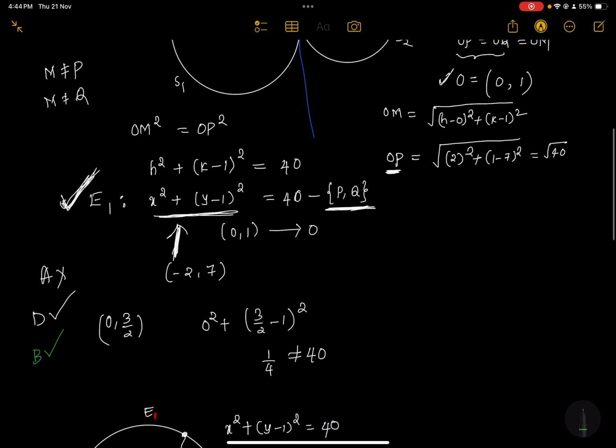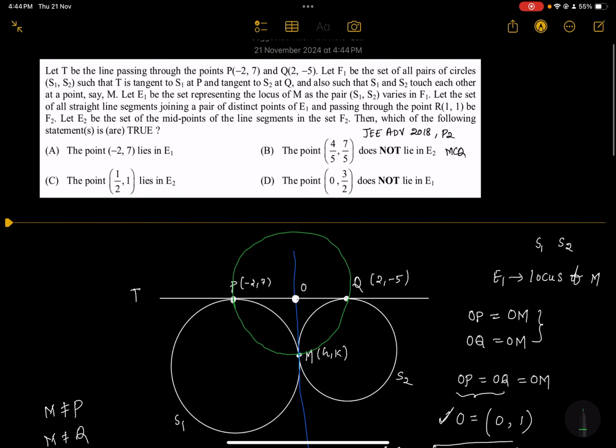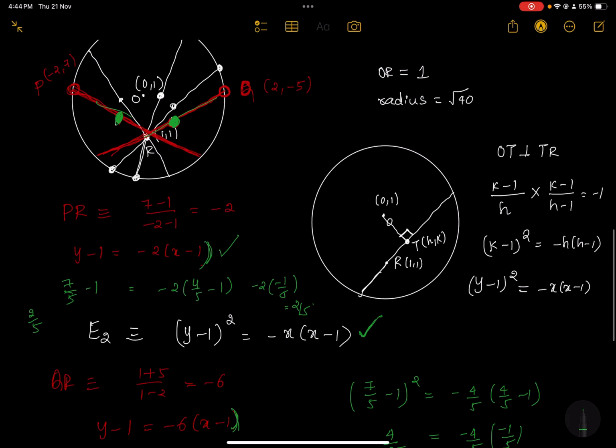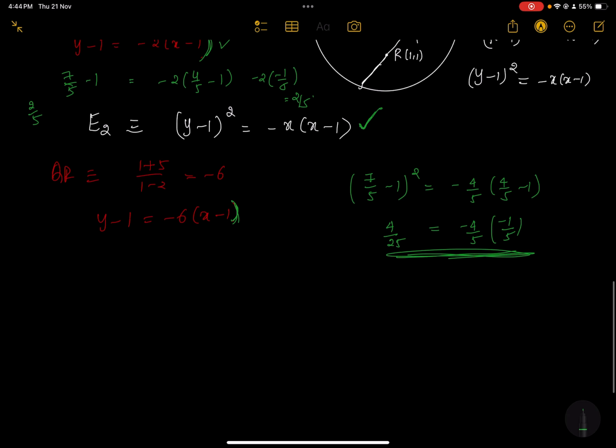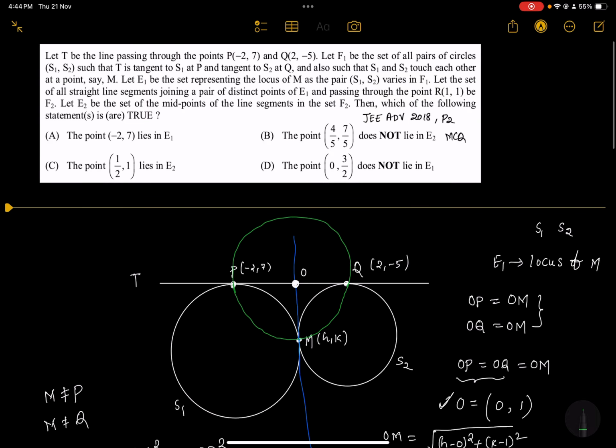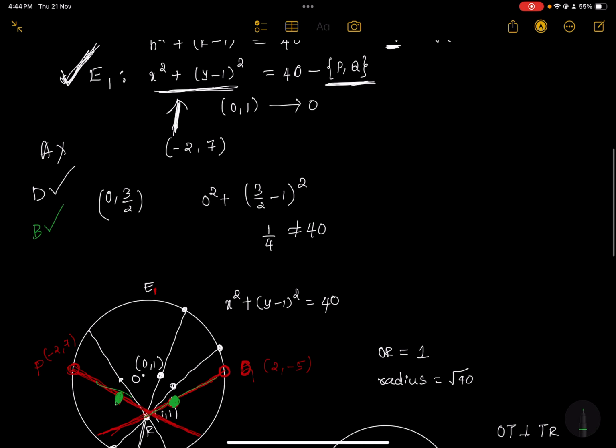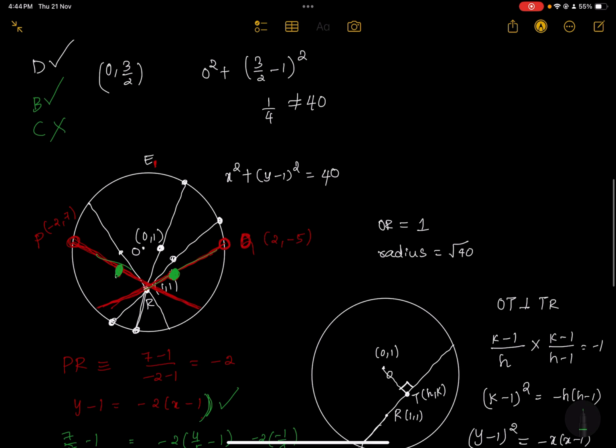Now let us go to option C, (1/2, 1). Let us substitute in this locus, (y minus 1) whole square. So (1 minus 1) whole square is equal to minus 1/2 into (1/2 minus 1). The left hand side is 0 and the right hand side is some non-zero number, so it does not lie. But option C says it lies in E2, so option C is incorrect. So option B and D.